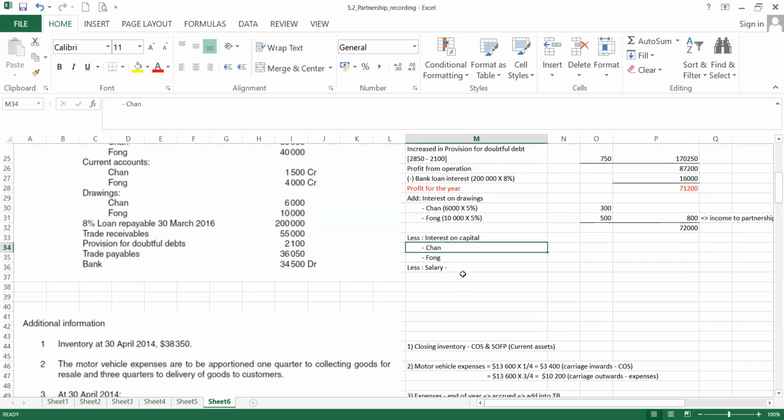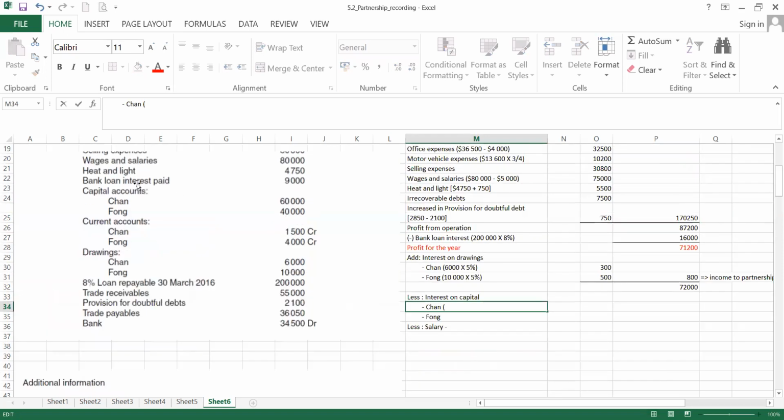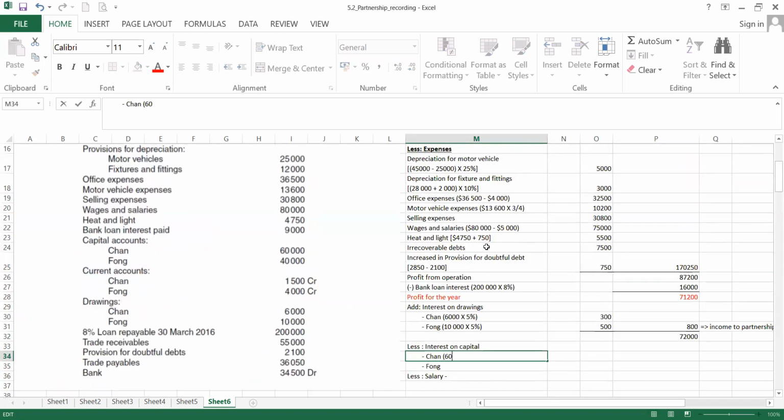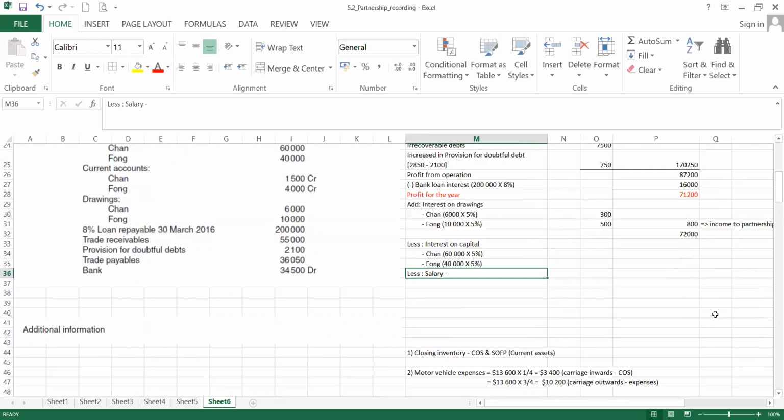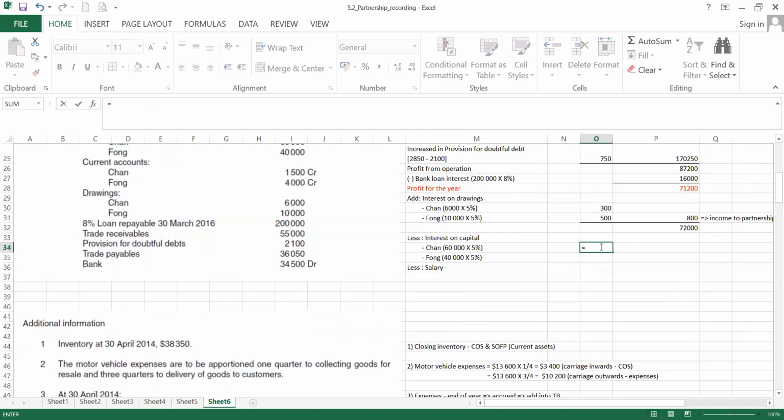Whereas these two, interest on capital. How much is the capital? Capital Chan is 60,000. And we also know that this is also 5%. So here will be, Fong is 40,000 times 5%. So we calculate the amount first. So in the exam, try to highlight the key information so that you won't miss out anything. So this total, add up.